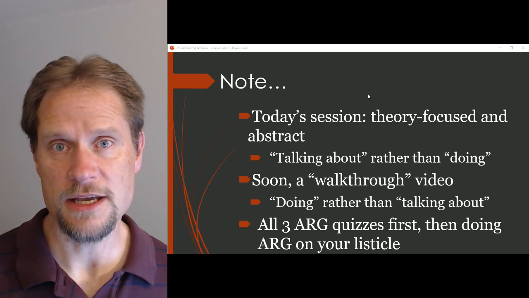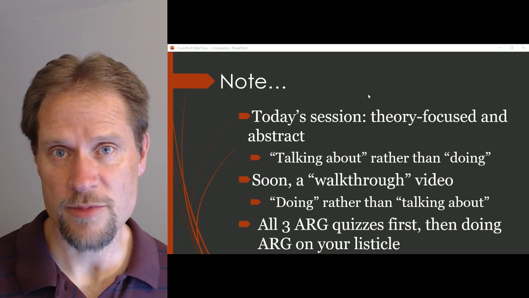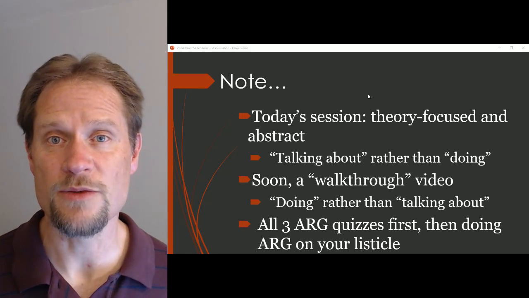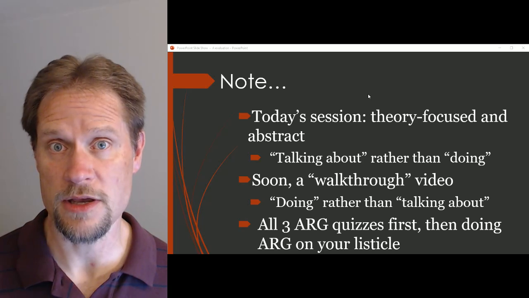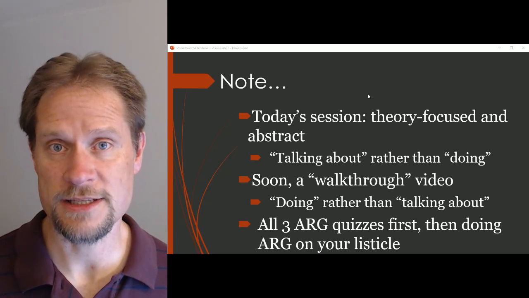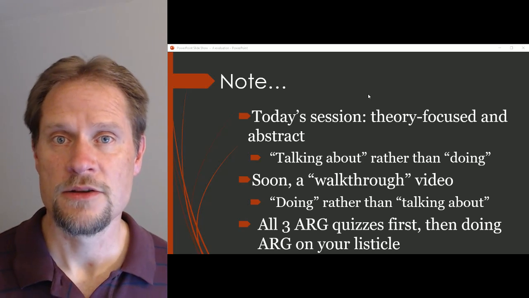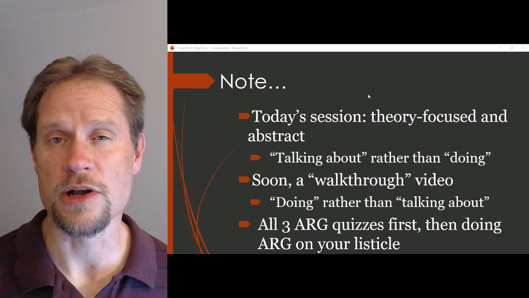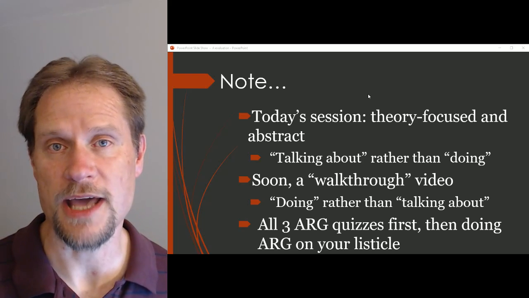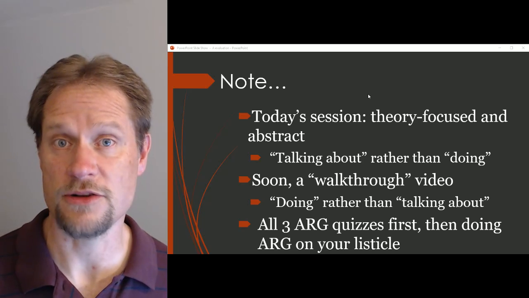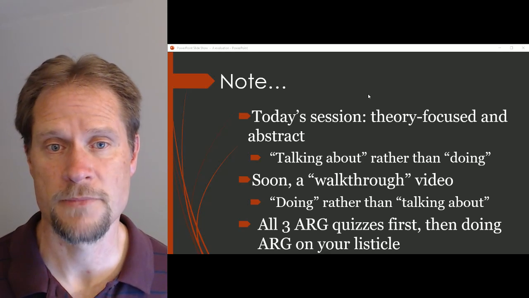So the key here is to try and wrap your head around the concept. What are we trying to do? What's the aim here with evaluating acceptability? And then don't worry so much about how we're actually going to precisely go about doing that in rationale with your listicle, because we're going to cover that later.